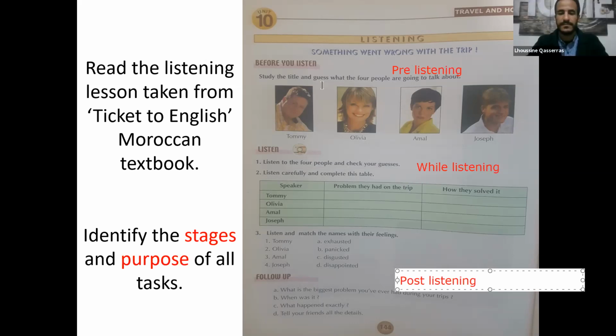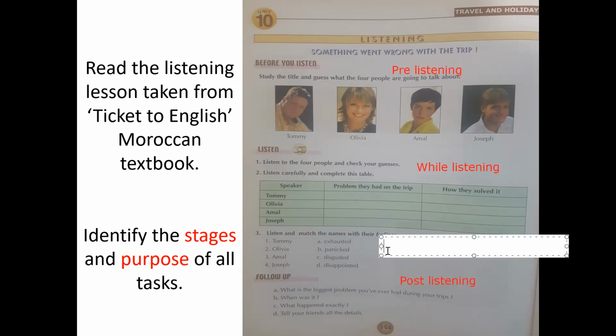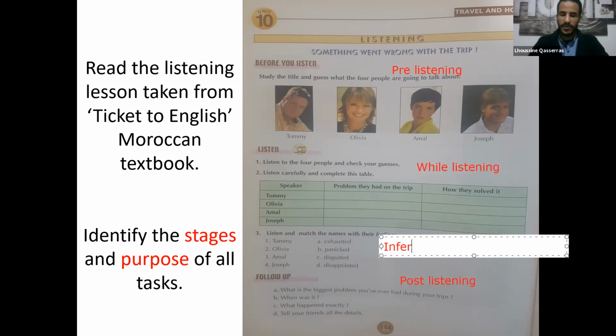Great, yes. What about number 3? Listen and match the names with their feelings. Which sub-skill are we dealing with here? Listen and match the names with their feelings. Which sub-skill? It is inferring mood and attitude. To infer. Thank you.